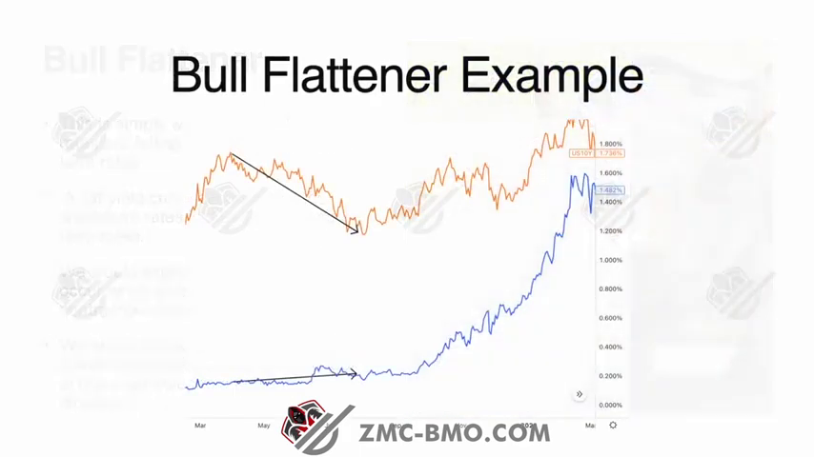So let's look at an example of a bull flattener. As you can see, the orange line is the US 10-year, the blue line is the US 2-year. As you can see, that 10-year has fallen faster in terms of the yield than that 2-year. And you have to note here that they don't have to both be falling. The yields don't both have to be falling. They don't both have to be rising in any example.